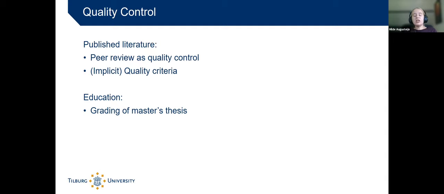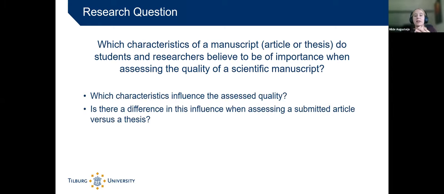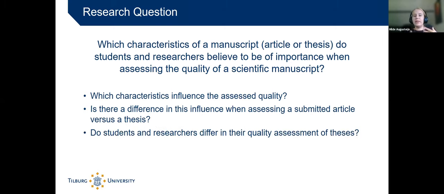So what do we pay attention to when teachers grade these theses, and what do students believe is of importance to their supervisor? Our main research question for this project was: which characteristics of a manuscript, be it an article or a thesis, do students and researchers believe to be of importance when assessing the quality of this scientific manuscript? So which aspects influence assessed quality? Is there a difference when they're assessing the quality of a submitted article versus a thesis? And do students and researchers differ in their quality assessment of these theses?